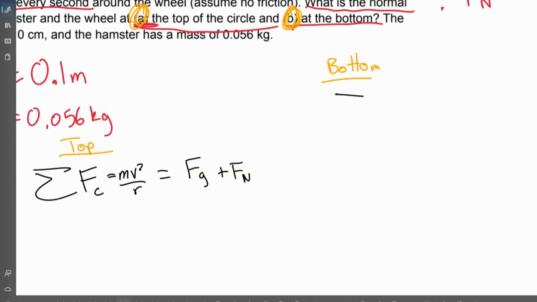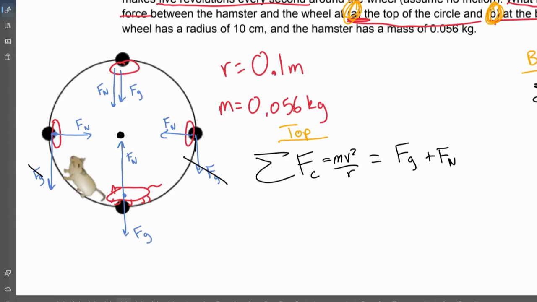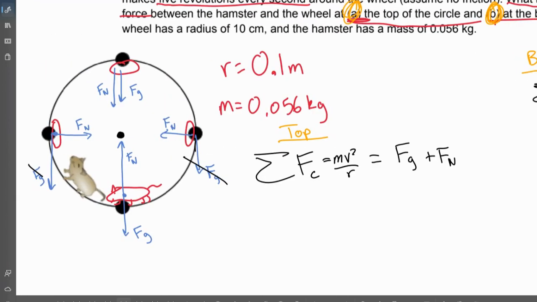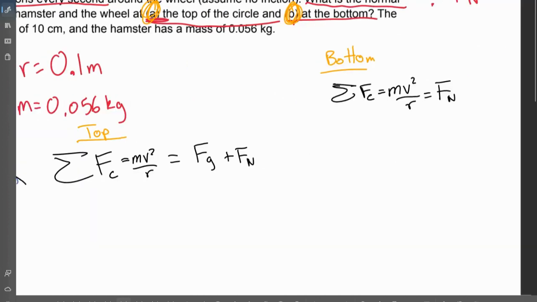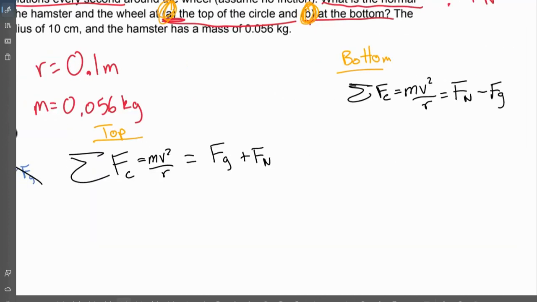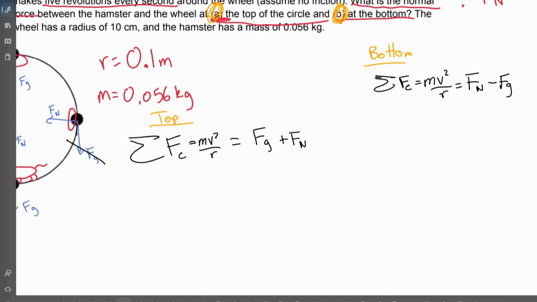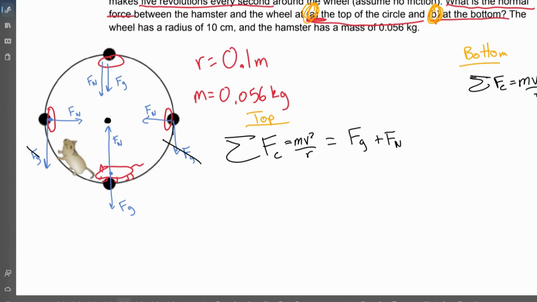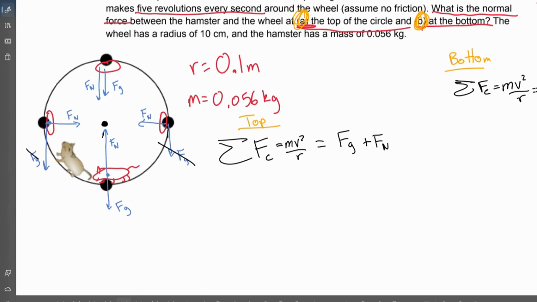But instead, if we look at the bottom, if we take the sum of the forces toward the center, right, mv squared over r equals, well, toward the center is normal force, so that's positive. Normal force is positive. But then away from the center is gravity, so that will be negative. Okay. So remember, since normal force and gravity, yes, they are down here, they're in opposite directions, but they don't equal each other because normal force has to win to make Gerald, our little hamster, go in a circle. Normal force has to win, so they don't equal each other.